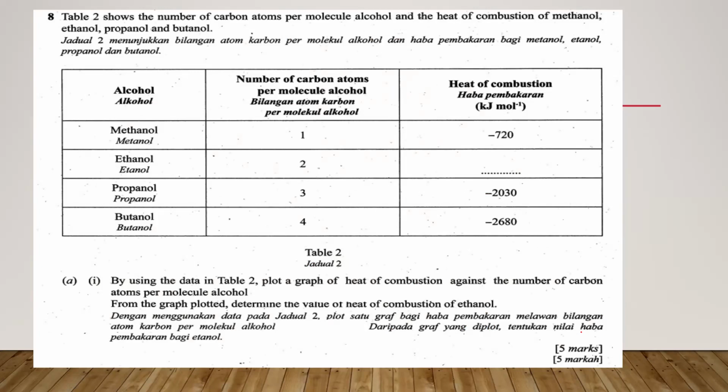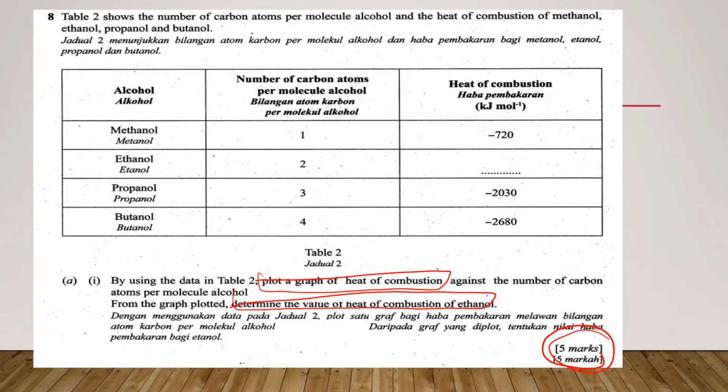Look at this. 5 marks to plot a graph. You cannot lose marks like this. It's such an easy thing to get your 5 marks. The 4 marks is plotting. The 5th mark only, you need to determine the value of your heat of combustion. So I am going to show you. I'm sure you don't have graph paper in front of you, so we can't waste time as well.